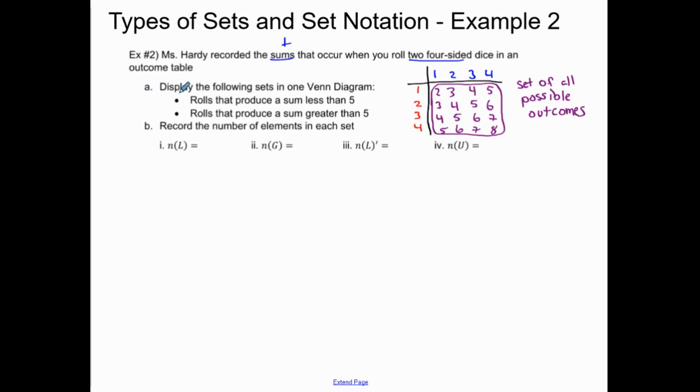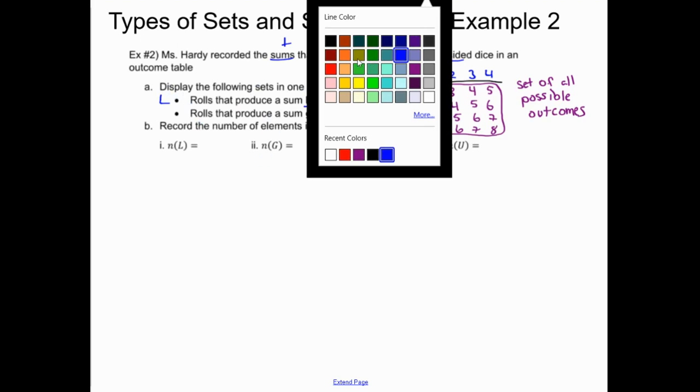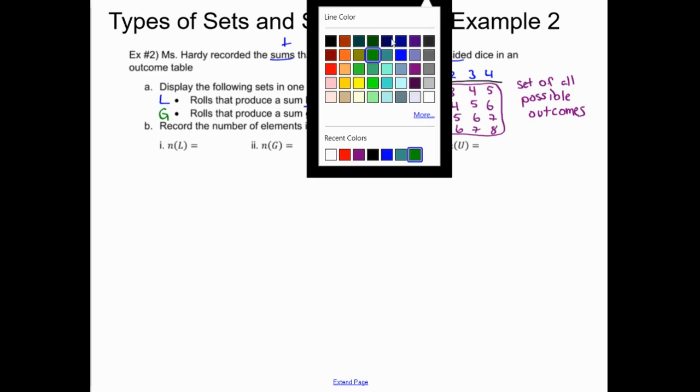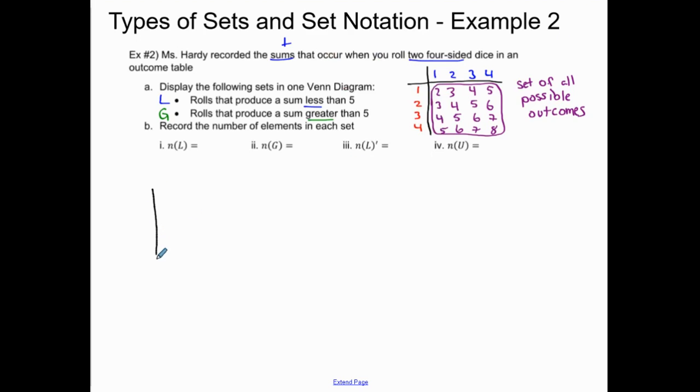Next, we're going to display the following sets in one Venn diagram. So we're going to display the sets of rolls that produce a sum that is less than 5 and rolls that produce a sum that is greater than 5. So I'm going to use L for rolls that produce a sum that's less than 5, and I'm going to use G for rolls that produce a sum that is greater than 5. Okay, so these are the two sets that we're going to show on our Venn diagram. So first off, we are going to draw a box.